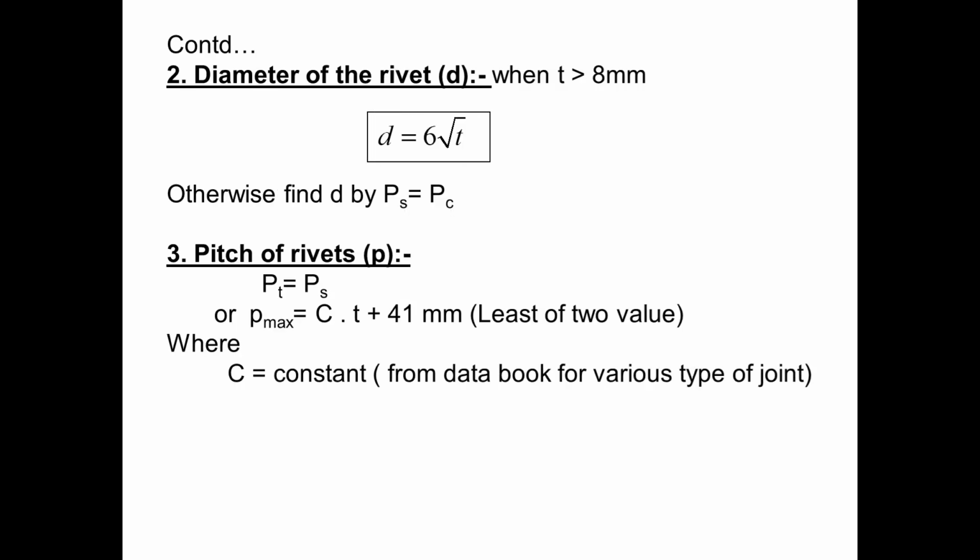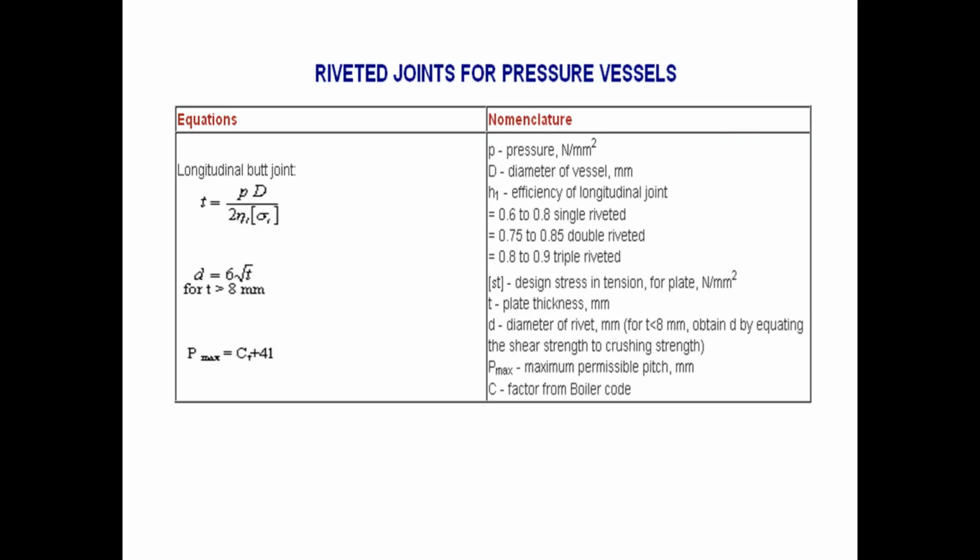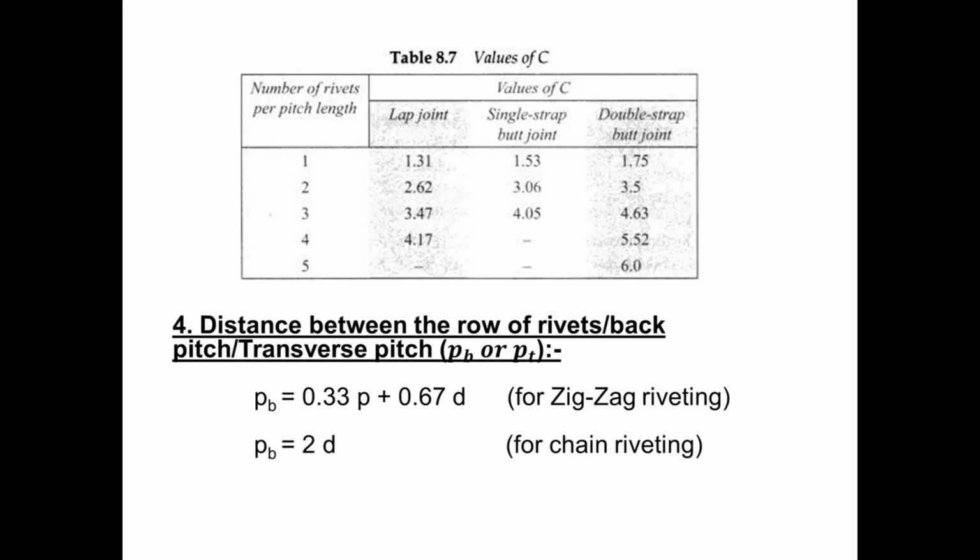Okay. Yes. The third step, I have taken from the data book, picking up the picture. Okay, fine. Next, the fourth step. The fourth step is you have to calculate the design distance between the rows of rivets, which is also known as transverse pitch, which is also known as back pitch, denoted by the symbol PB or PT.